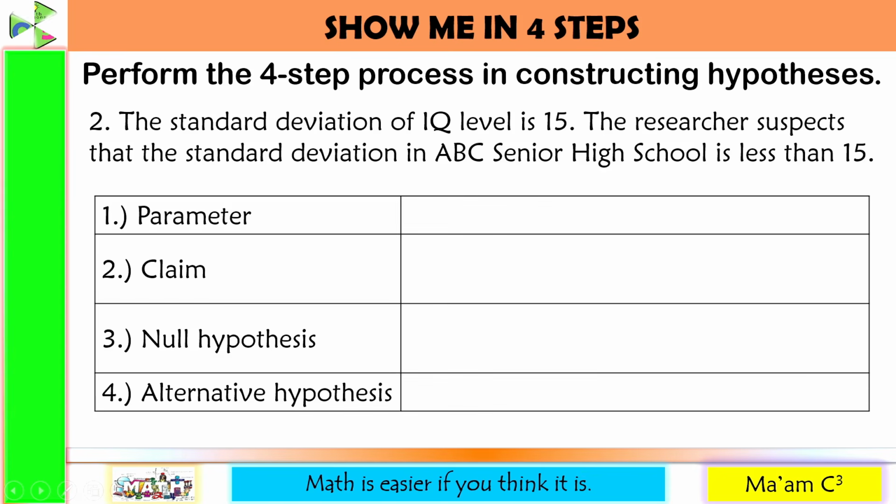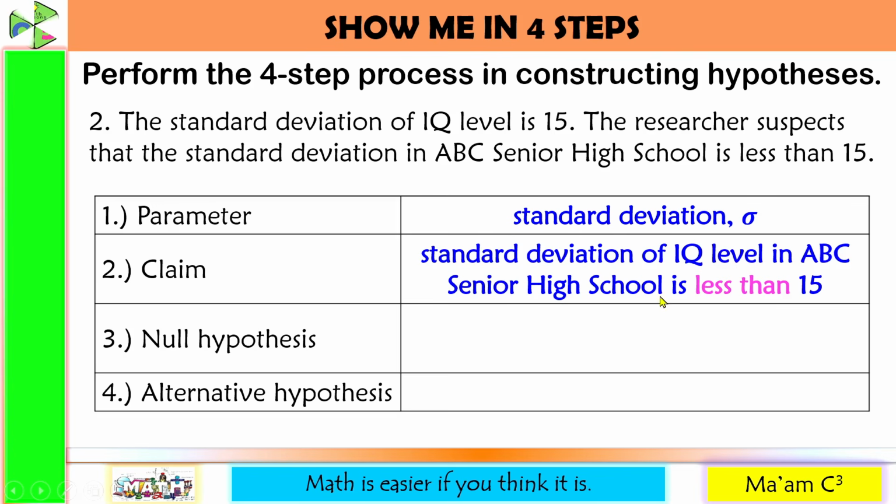Let's have another one. The standard deviation of IQ level is 15. The researcher suspects that the standard deviation in ABC Senior High School is less than 15. First step, parameter. So what are we talking about here? We're talking about standard deviation, and that is denoted by sigma. And what is the claim? The researcher suspects that the standard deviation in ABC Senior High School is less than 15.